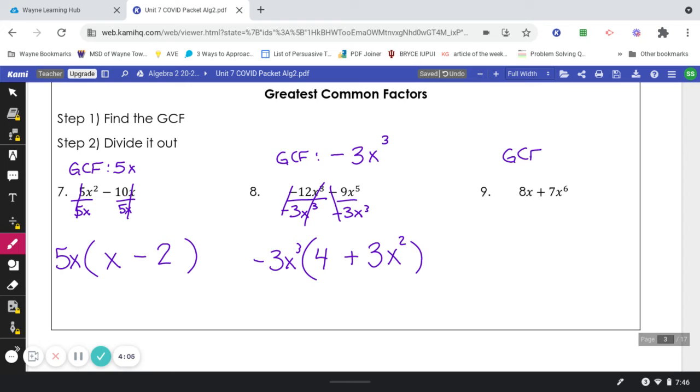On example number 9, my greatest common factor, I have 8 and 7. I don't see any numbers that go into those besides 1. And we don't want to really use 1 as a greatest common factor unless we have to. So I go to my x's. I have an x and an x to the 6th, which means I'll take out just the x. Put the x in front. 8 plus 7x. Then I have 6 x's, x to the 6th at the top and x to the 1st at the bottom, which would leave me with x to the 5th.